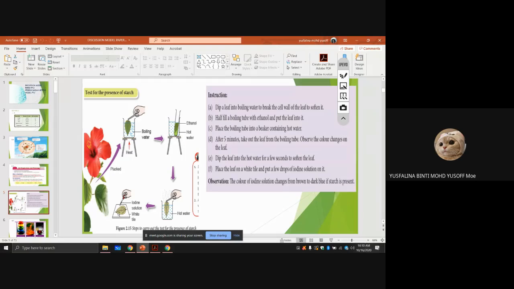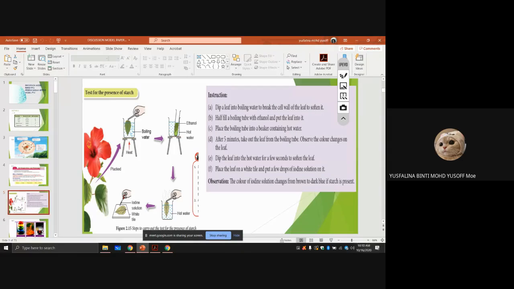Then you put the iodine here. So you can see the color change from brown to dark blue, which means starch is present. Usually glucose is a simple form of the starch. Glucose is a simple form of the starch.